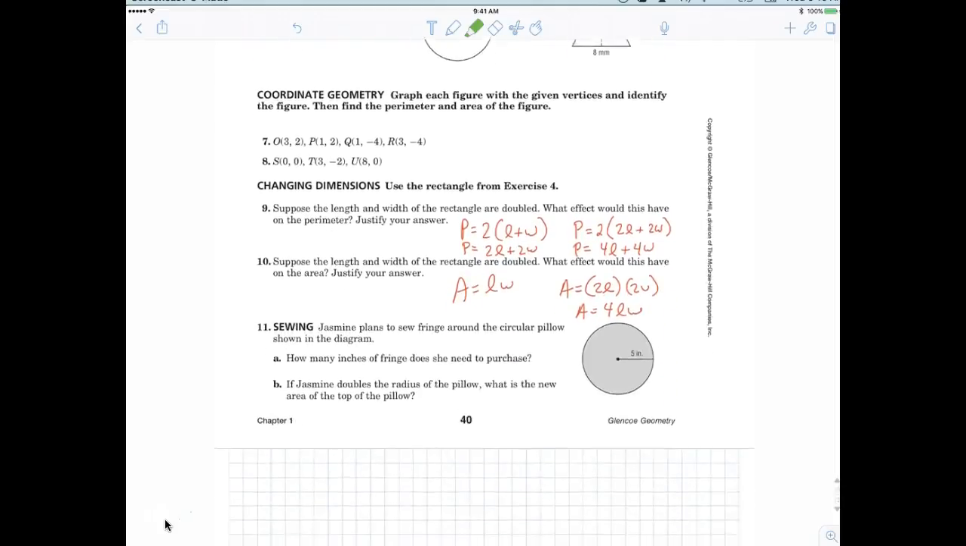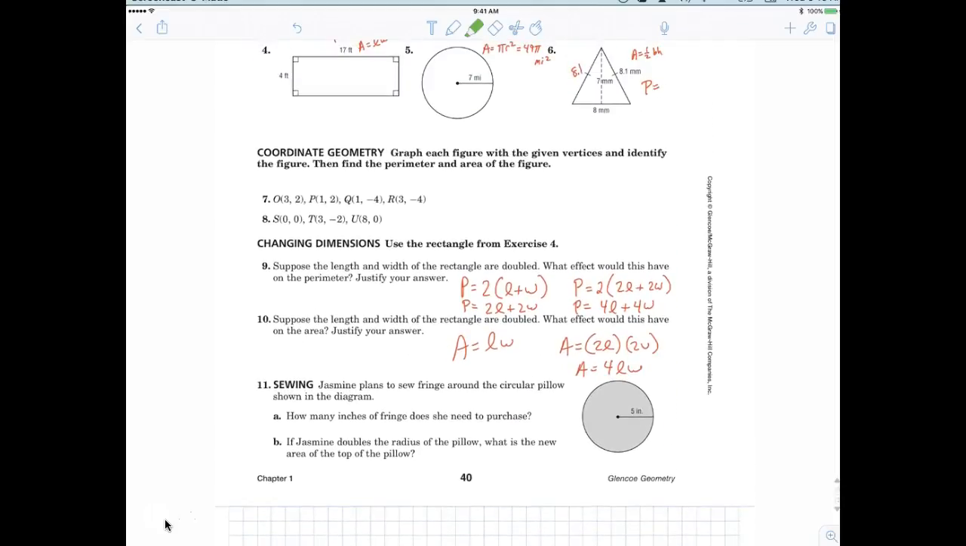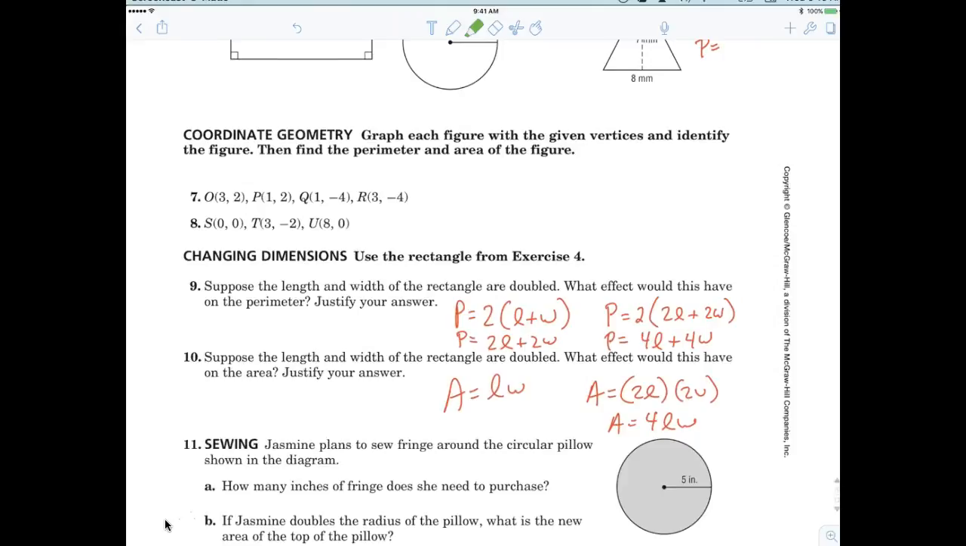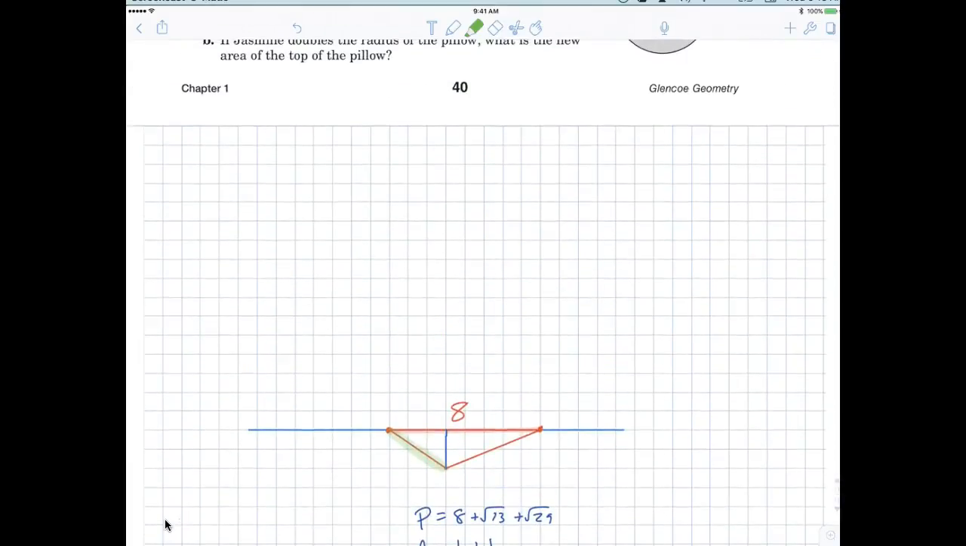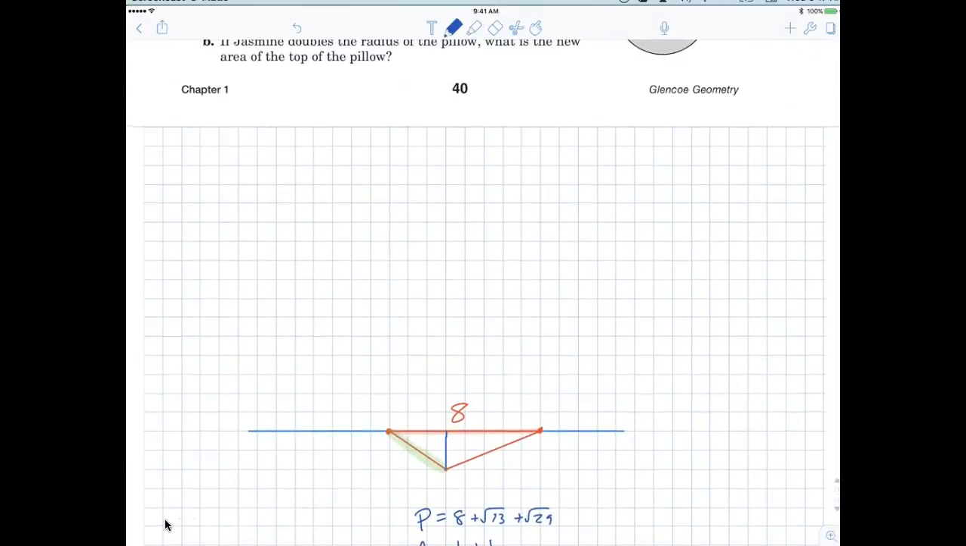Alright, we just did 8. So now we're going to do 7, right? I don't mind helping you out with 7. So it's the same principle right here. I'm just going to draw out an X and Y axis real quick. Again, I just think it's easier.